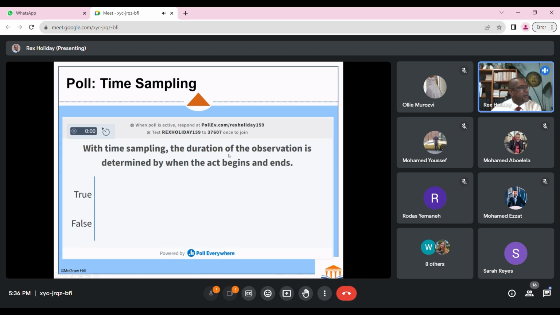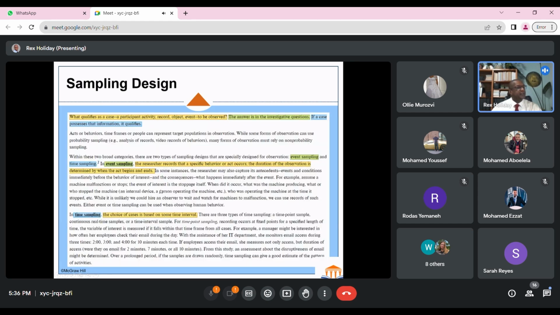With time sampling, the duration of the observation is determined by when the act begins and ends. And I think I just probably gave that away. True or false here? That is false, right? Because that is actually the definition for event sampling, which is in this slide here. So event sampling.